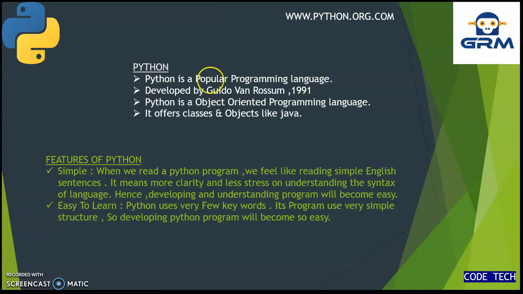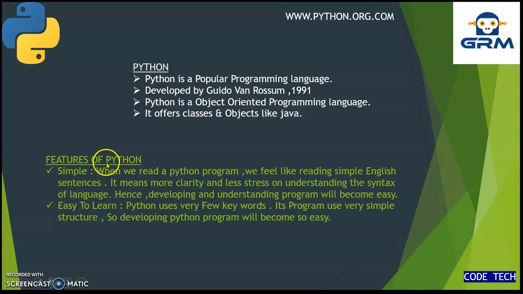Then coming to the next part, it was developed by Guido van Rossum in 1991. This is simply the history of Python. Python is an object oriented programming language. It also contains functional concepts. It offers classes and objects like Java, because Java is an object oriented programming language. So Python covers the concept of classes and objects.